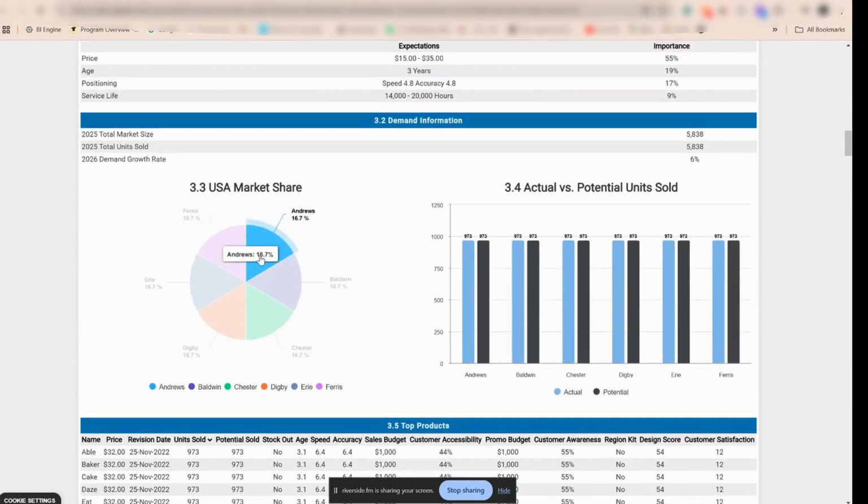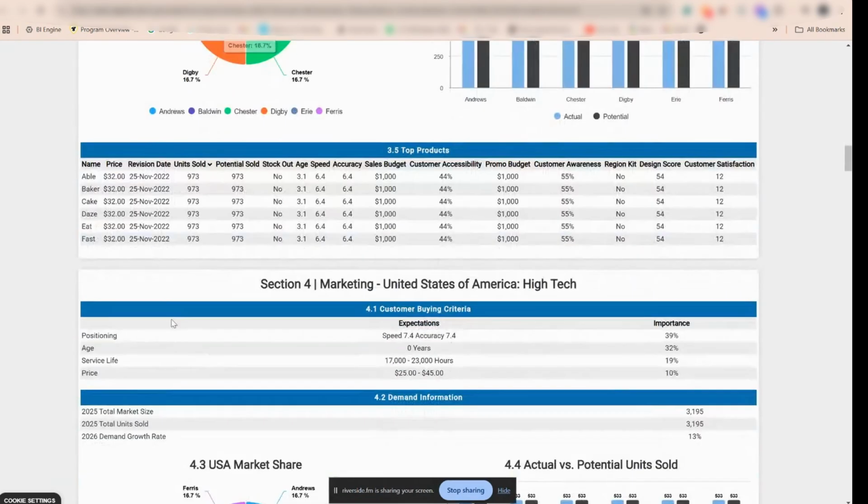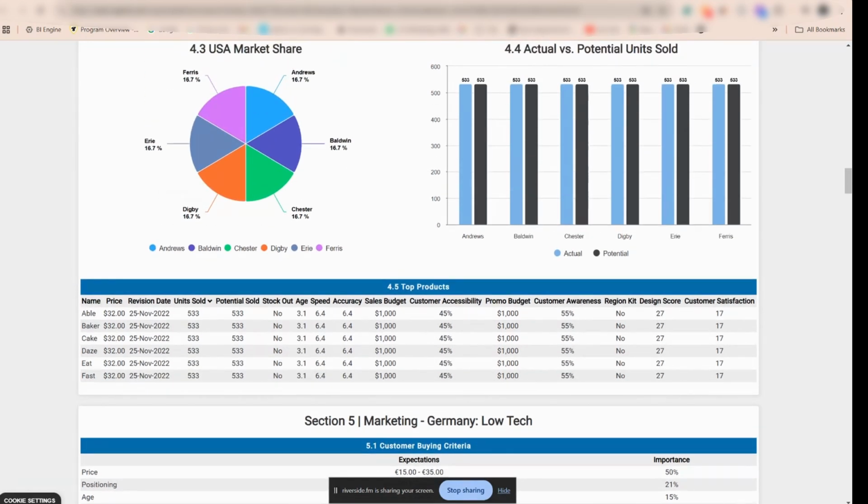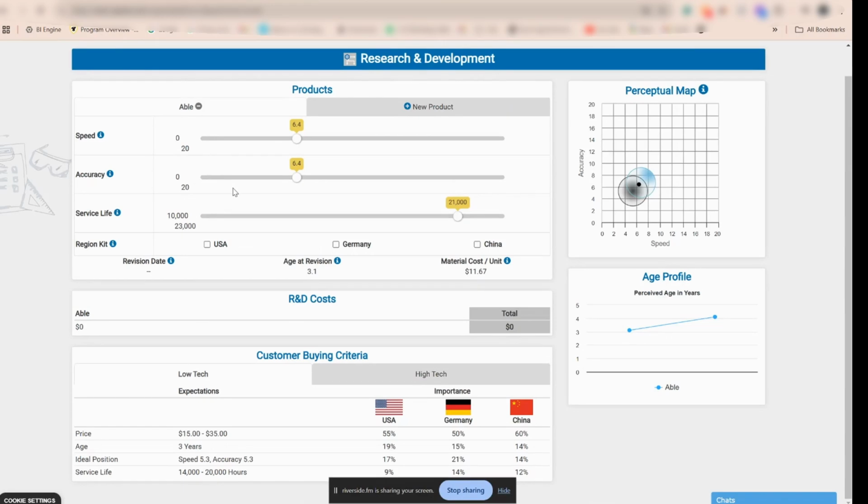And you can see right here, this is the low-tech market. 973 copies were sold in round 0, and 533 copies were sold in the high-tech market in round 0. That's right. But the thing about the high-tech product is as it ages, it drops into a low-tech product, right? So the question is, how do we position this product? How do we design it? What market do we want to target?